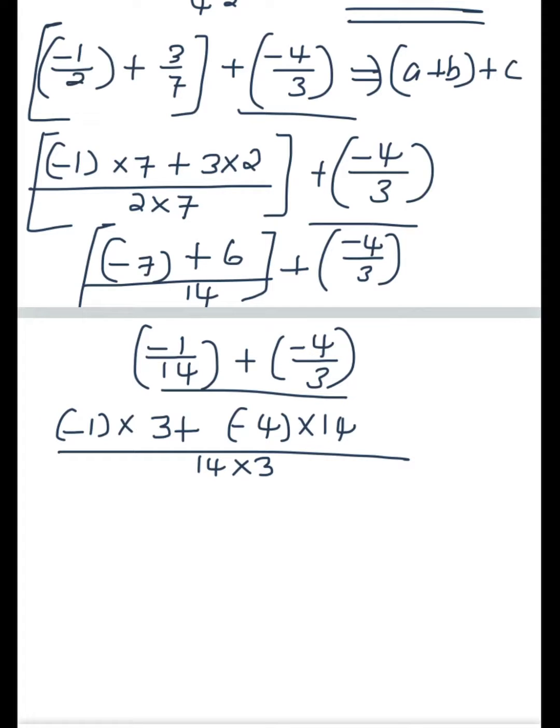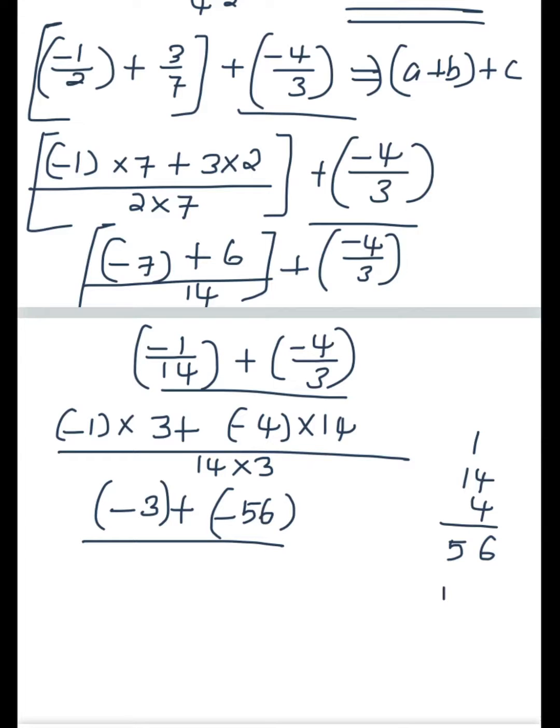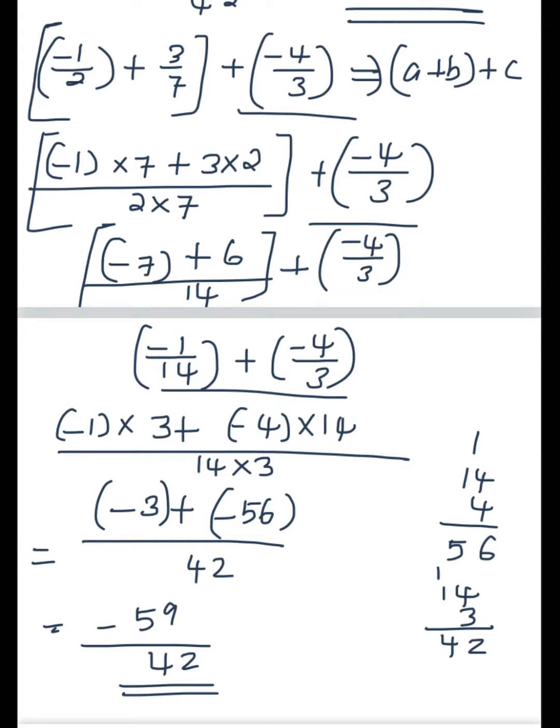So minus 1 into 3 is minus 3. Minus 3 plus 14 into minus 4, which is minus 56. Minus 3 plus minus 56 divided by 14 into 3, which is 42. Now what is minus 3 plus minus 56? You just add them. So minus 59 divided by 42.